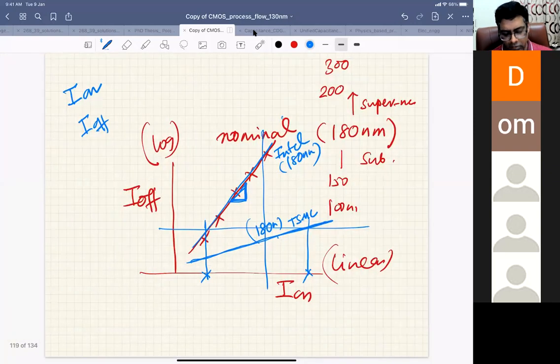Okay, so basically we know about the universal curve. A universal curve of a technology is nothing but a plot of I on versus I off. But let's go to scaling. As human beings, we always want to progress. If I have a particular transistor at this point in time, I want to have a better transistor two, three years down the line. That's the reason we work very hard to make our technologies better.